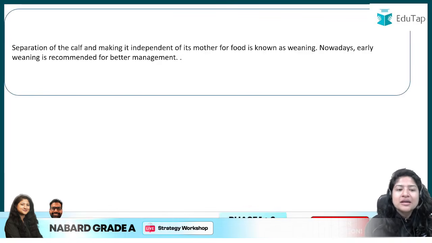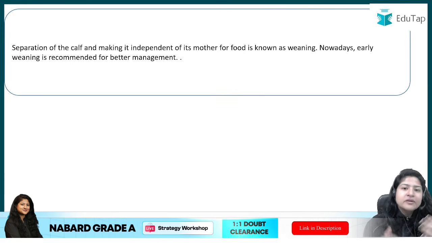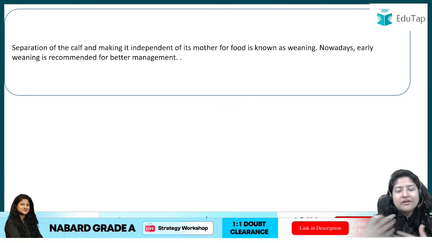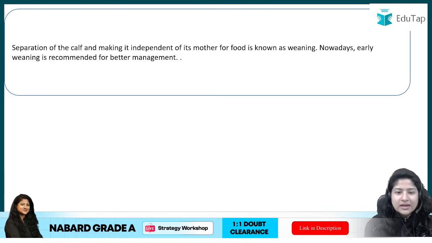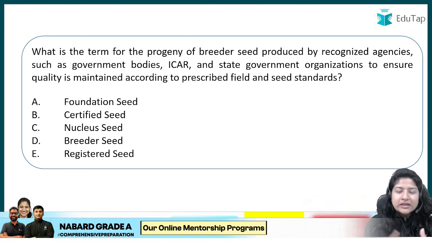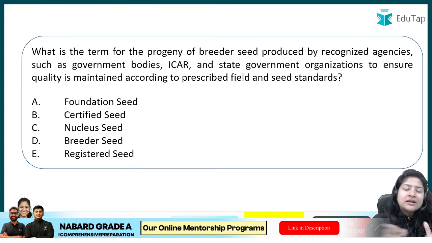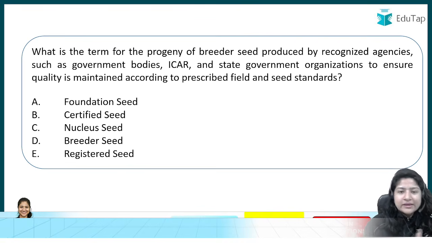Why is separation done? Because if the calf and mother are living together, the calf will drink all the milk, right? So that is why separation is done at the initial stages, so that mother and calf don't get attached, and then the farmer can extract the milk.